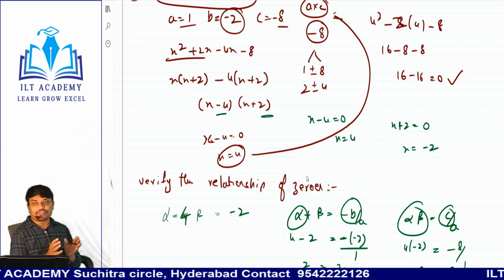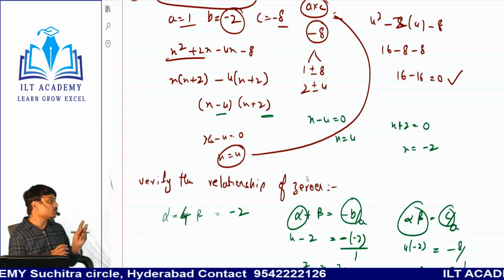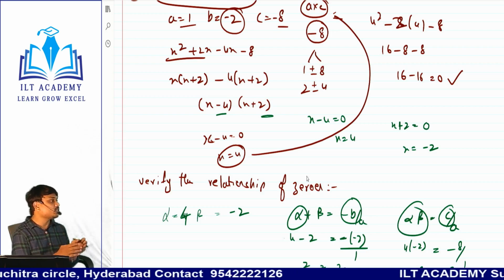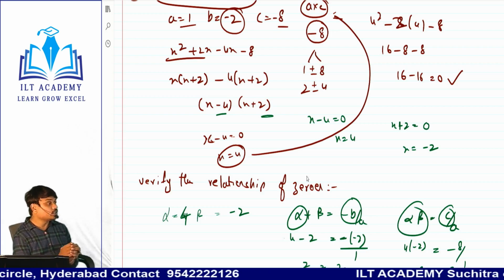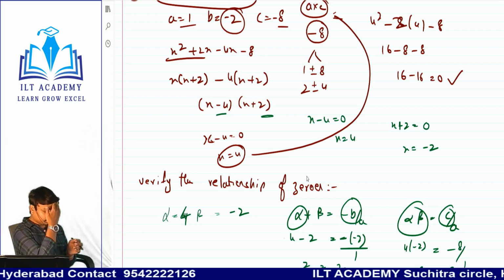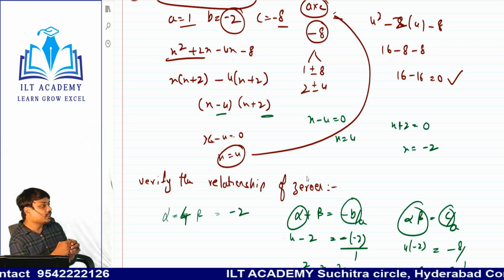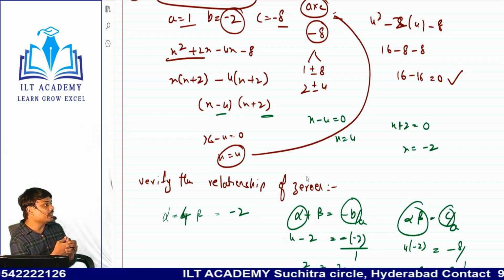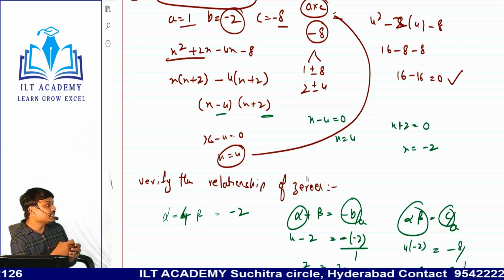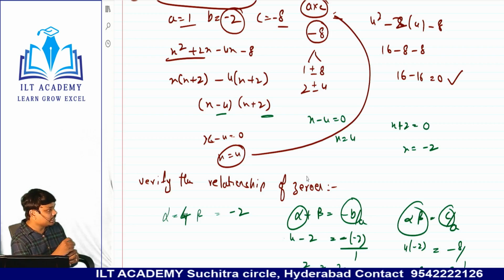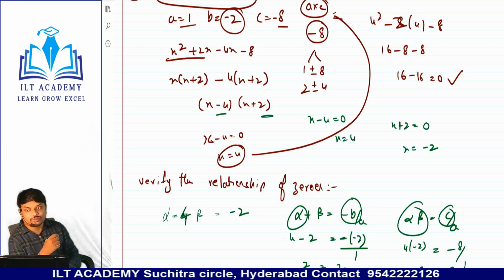Now what are alpha and beta? Alpha and beta are two zeros. One zero is alpha and another zero is beta. Clear? Any doubts in this? Did you understand? Alpha and beta are two zeros. Sum of the roots: alpha plus beta is equal to minus b by a, and alpha beta is equal to c by a. Any doubts in this? Clear?